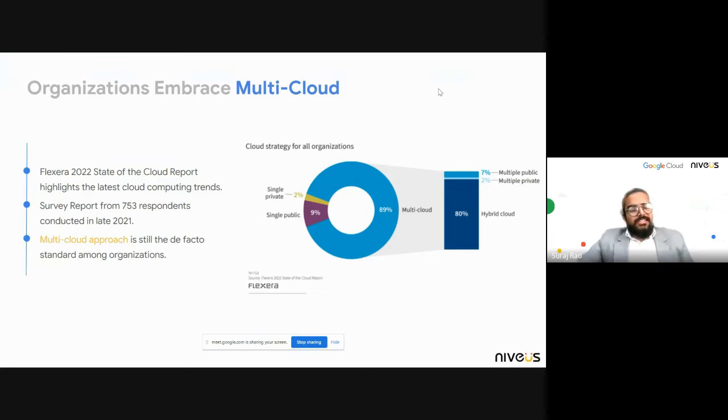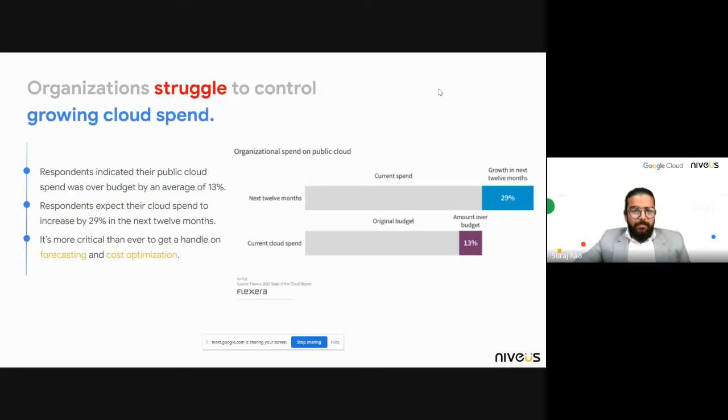So let's take a step back and understand where organizations are heading when it comes to the cloud journey. A recent survey conducted by Flexera in late 2021 shows that 89% of the 753 respondents would like to explore multi-cloud. Organizations are embracing multi-cloud along with hybrid clouds. The multi-cloud approach is still the de facto standard among organizations.